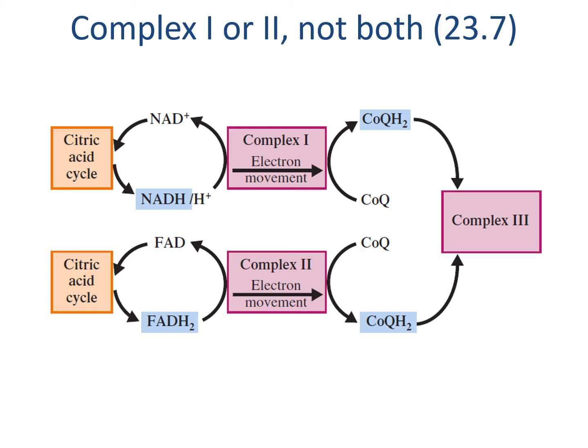Notice that complex 1 and 2 are never both active. It's always one or the other to make the CoQH2 that will bring electrons to complex 3. Because complex 1 pumps 4 protons and complex 2 pumps none, NADH will have higher ATP yields than FADH2.